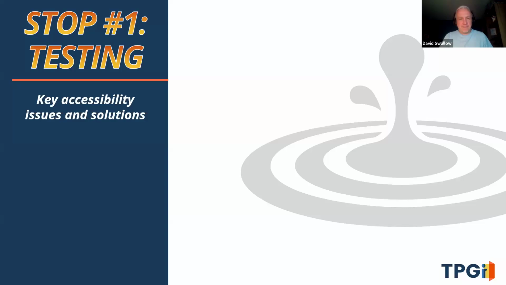Okay, testing. So we've arrived at our first stop, which is the testing phase. At this stage, the product is largely built and QA teams are combing through it to identify bugs. And ideally, this would include thorough accessibility testing. Often accessibility testing is inconsistent and it isn't part of every QA cycle, so issues slip through the cracks.